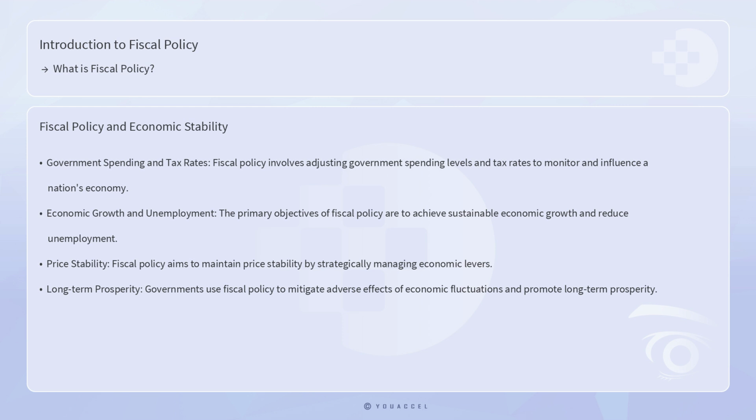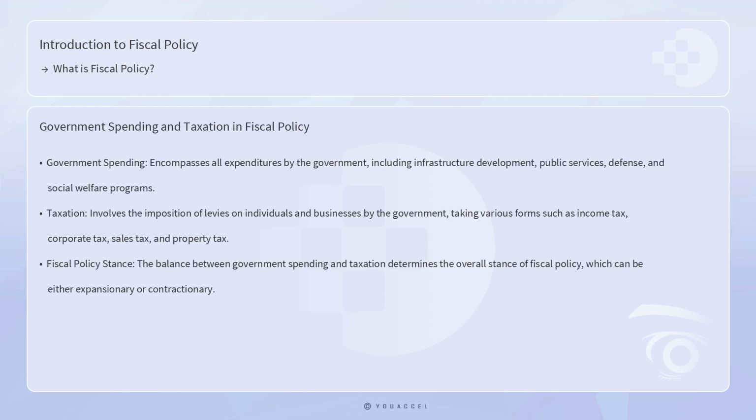The primary objectives of fiscal policy are to achieve sustainable economic growth, reduce unemployment, and maintain price stability. By strategically managing these economic levers, governments can mitigate the adverse effects of economic fluctuations and promote long-term prosperity. Government spending and taxation are the two main instruments of fiscal policy.